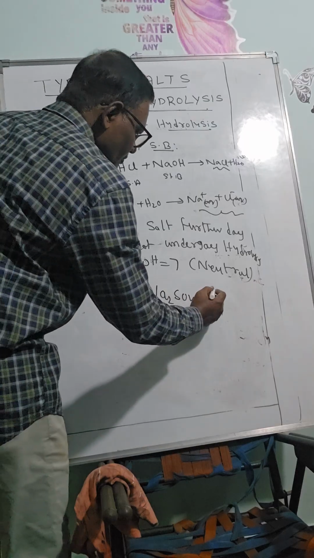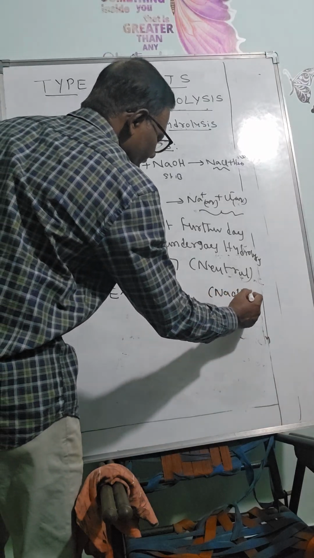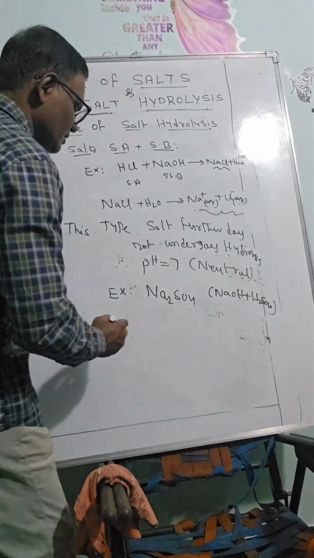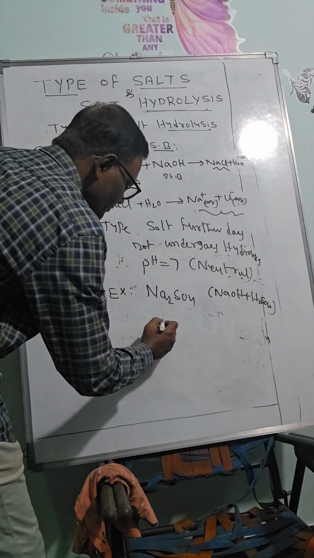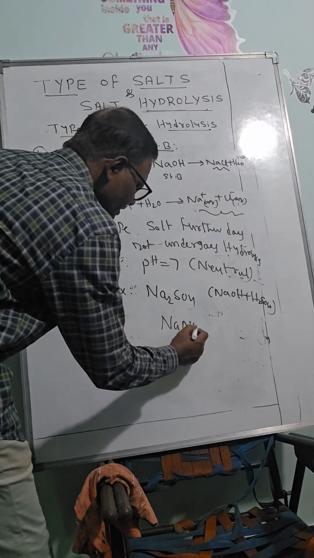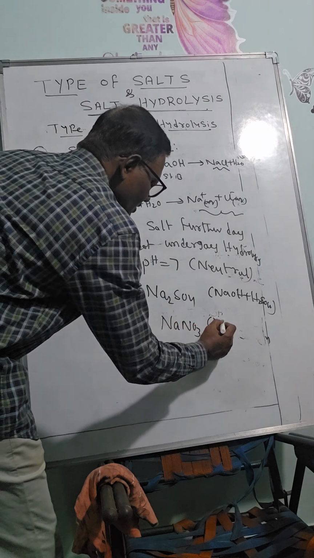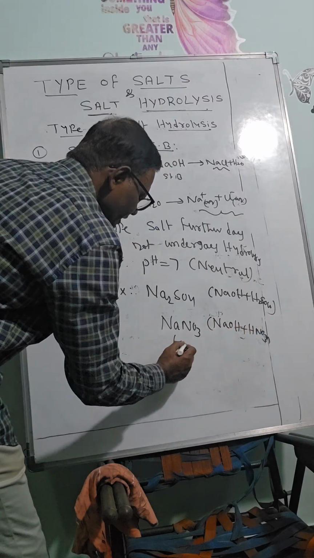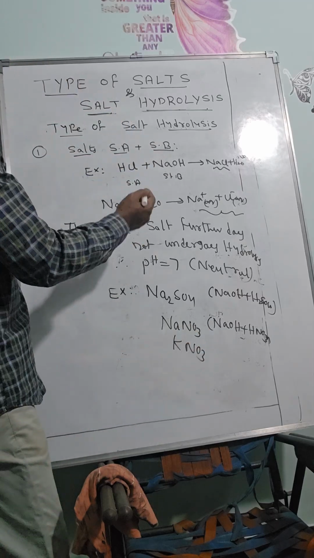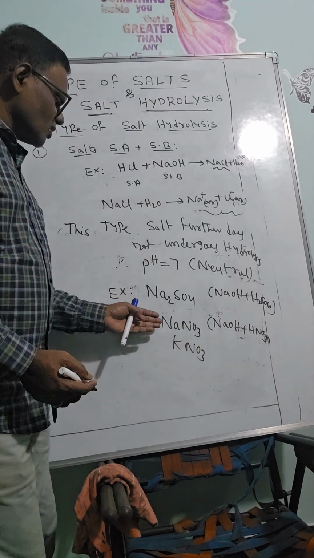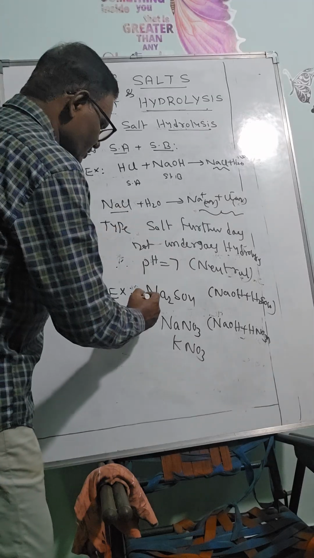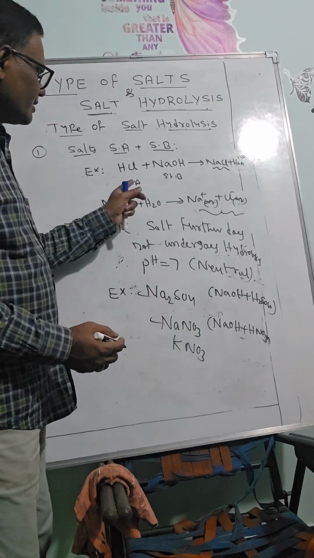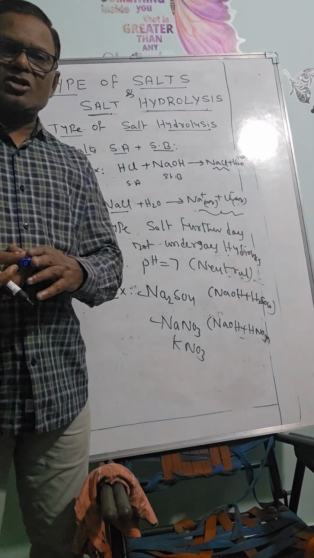It is also a salt of, what is coming? Salt of NaOH and H2SO4, children. It is a strong base, strong acid. Like that. One more example, NaNO3. It is also NaOH plus HNO3, like KNO3. So like that, these are all salts of strong acid and strong base, like NaCl, Na2SO4, NaNO3 salts, KNO3. These all salts are obtained by combining strong acid and strong base.